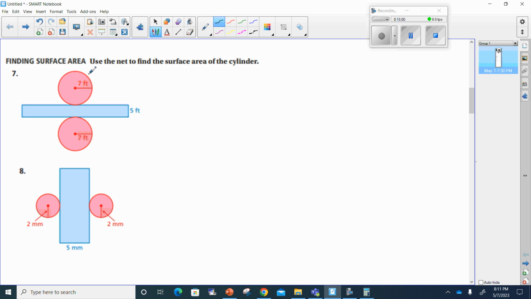Again, it says the surface area. We just want to know the area of the outside. So we're going to go with the area of a circle first. That's going to be pi r squared. We know that pi is 3.14, and we know that the radius here is 7, and we're squaring that. 7 times 7 is going to be 49, and we're multiplying that by 3.14.